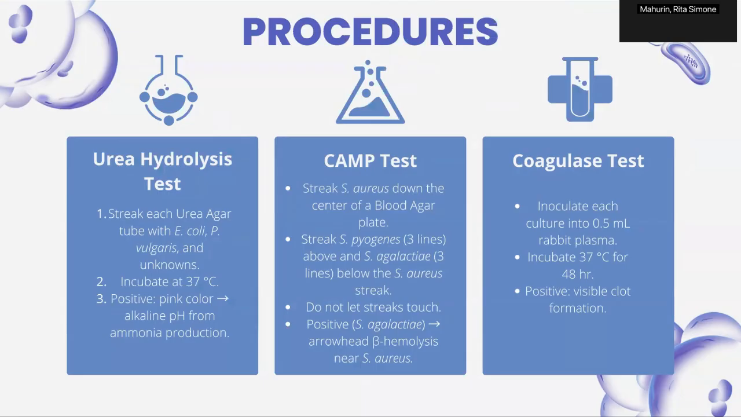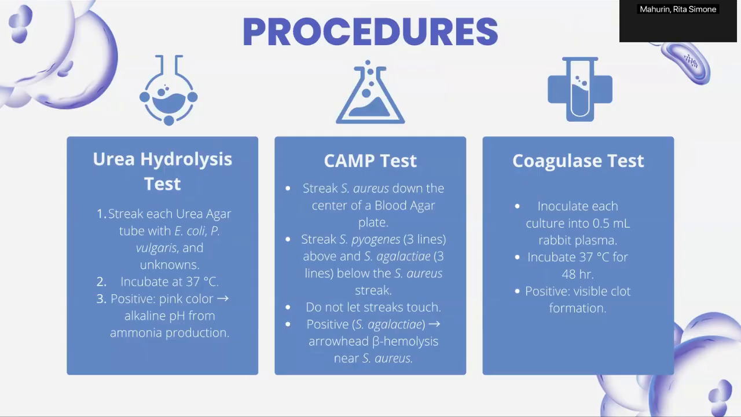In our CAMP test, we streaked the S. aureus down the center of the blood agar plate. We also streaked the S. pyogenes 3 lines above it, and then we did 3 lines of S. agalactiae below the S. aureus streak. It was important that we didn't let the streaks touch so that we could confirm the positive or negative results accurately, and so the positive result was S. agalactiae. And then for the coagulase test, we inoculated each culture into the 0.5 milliliter rabbit plasma.